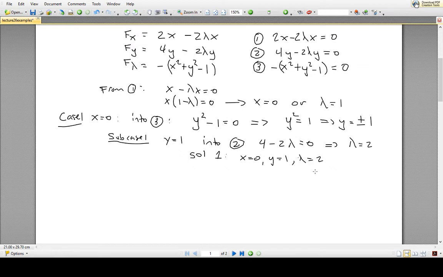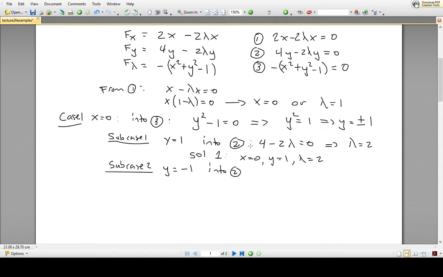All right. However, we made this choice that y is equal to 1, but we could have chosen that y is equal to negative 1, so that would give me another subcase. Again, I'm still under the assumption that x is equal to 0, so this is subcase 2. Y is equal to negative 1. This was my other choice for y. In which case, I'm going to put this into equation 2.